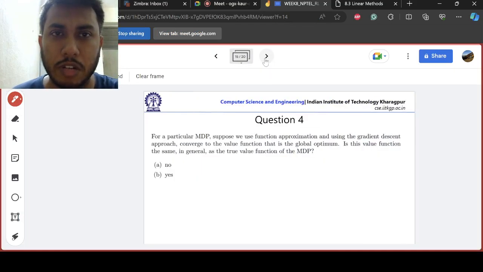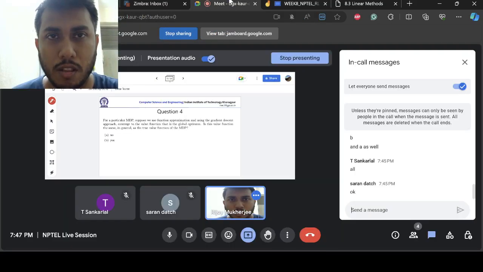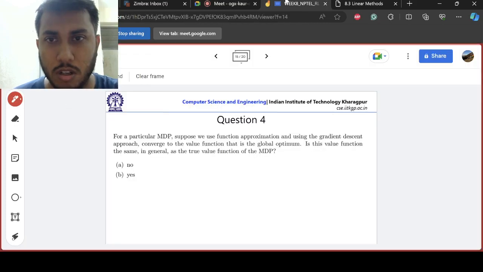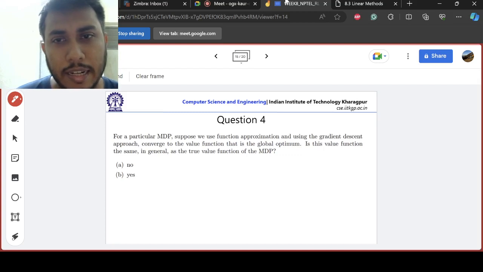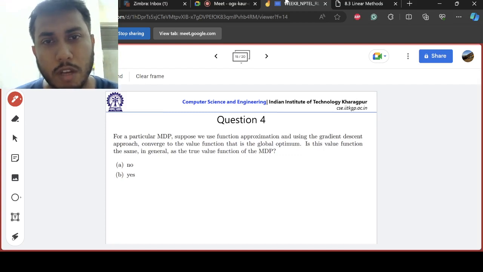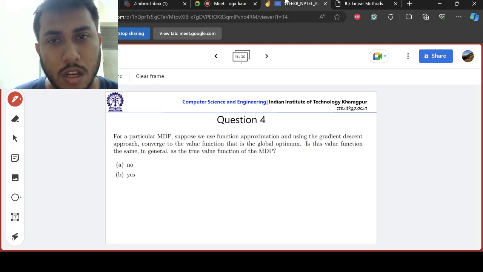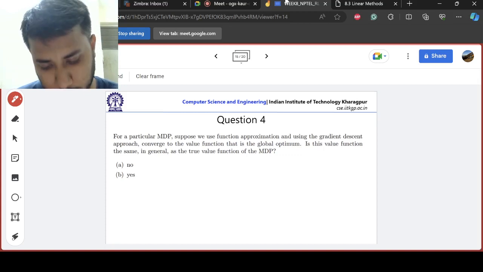Okay, so let's go to the next one. For a particular MDP, suppose you use function approximation and using the gradient descent approach converge to the value function that is the global optimum. Is the value function the same in general as the true value function of the MDP?